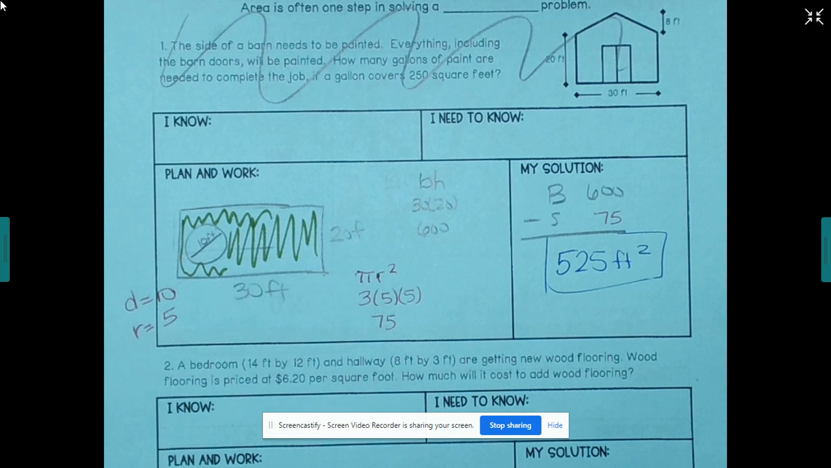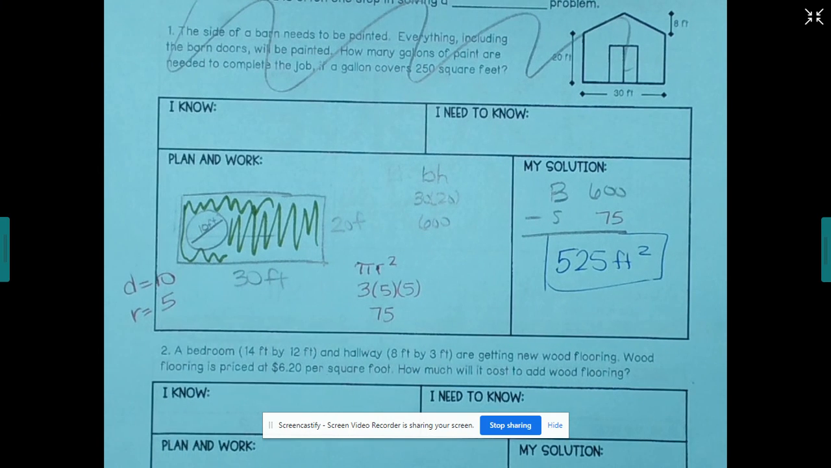Okay? Big area, small area, subtract. All right? Now let's get ready to practice. You guys got this.